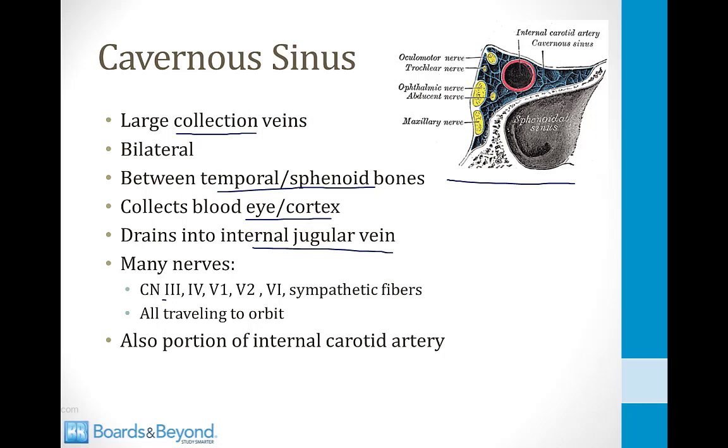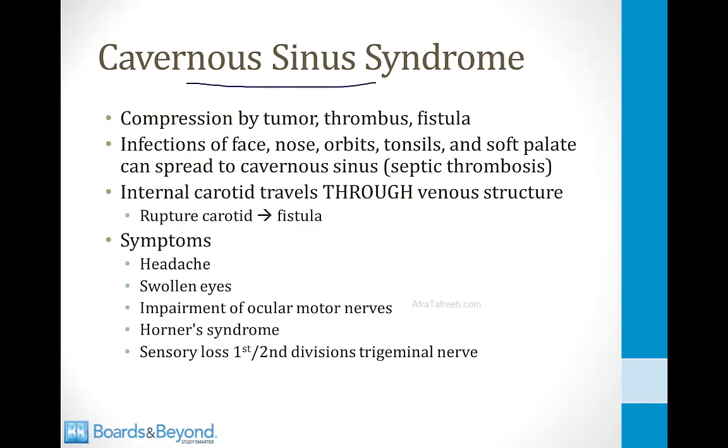What's unique about this area is that there are a lot of different structures inside of it. So cranial nerves 3, 4, and the V1 and V2 branches of cranial nerve 5 and cranial nerve 6 all run inside of here, as well as sympathetic fibers. They're all traveling to the orbit to innervate the eye. In addition, the internal carotid runs through this sinus. So if you get obstruction of this sinus, you can get a very unique syndrome where all of these structures are impacted. And that's called a cavernous sinus syndrome.